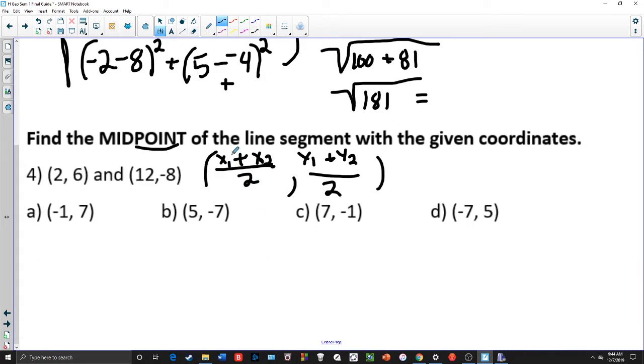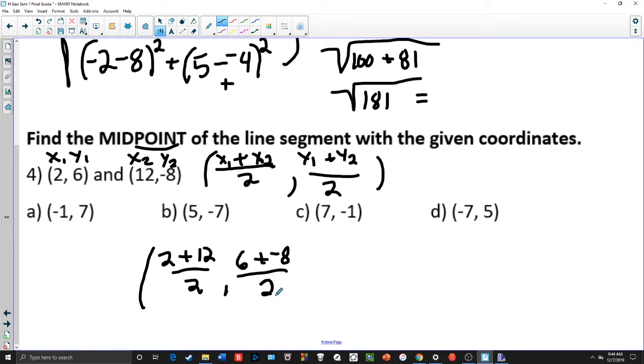Also, you could just think of this as finding the middle of your x's and finding the middle of your y's. The way you find the middle of two numbers is you add them and then cut them in half, which is what we're doing here. So in this case, again, we can call this x1, y1, x2, y2. So x1 is 2, x2 is 12, over 2. And then y1 is 6, y2 is -8, so plus -8 over 2.